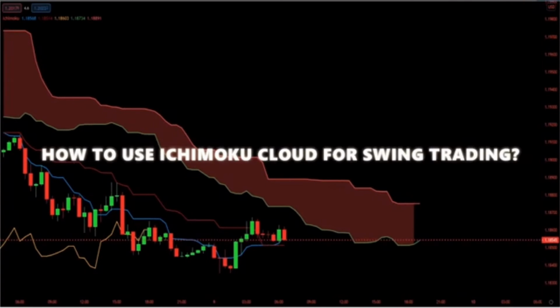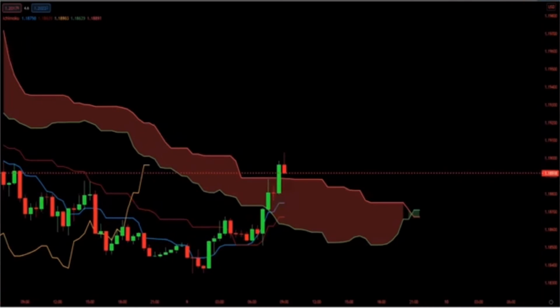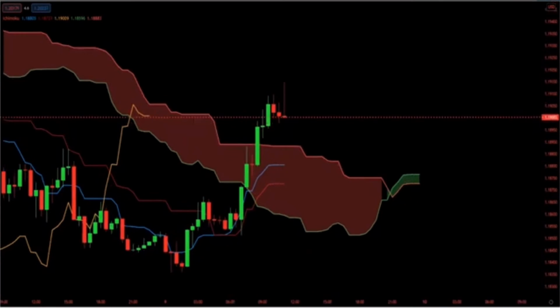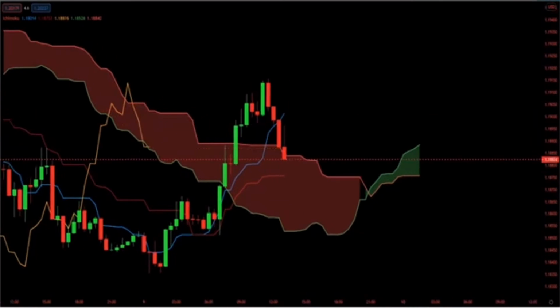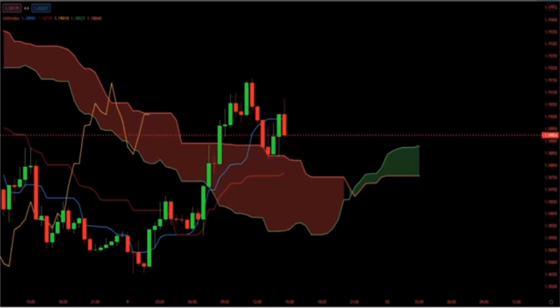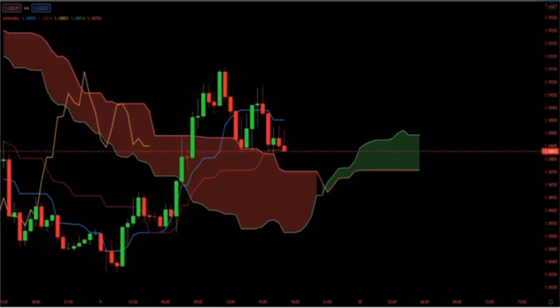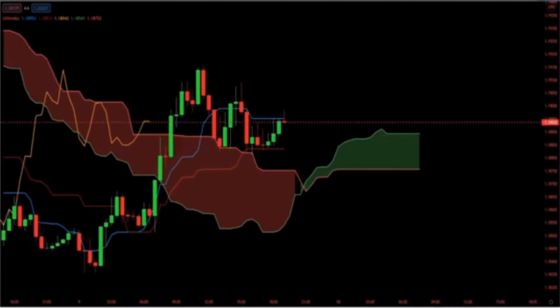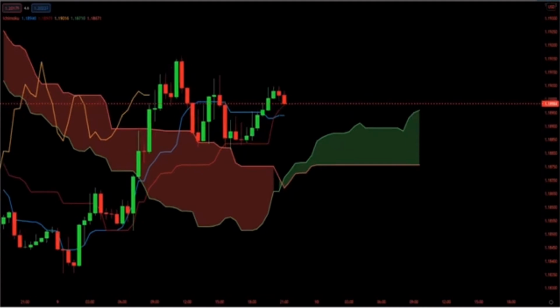How to use the Ichimoku cloud for swing trading. Swing trading with the Ichimoku cloud works extremely well if you use the Kumo twist trade signal. Please note that the Kumo cloud is the leading element of the Ichimoku indicator, projected 26 periods into the future.